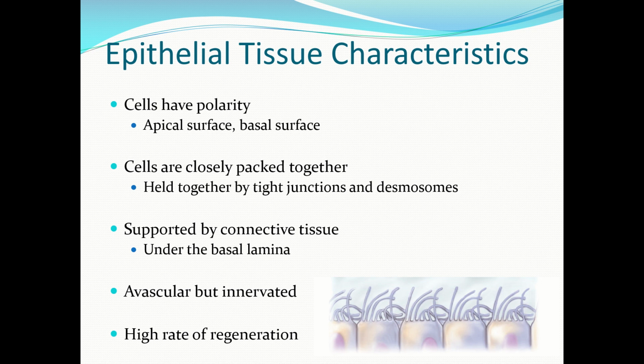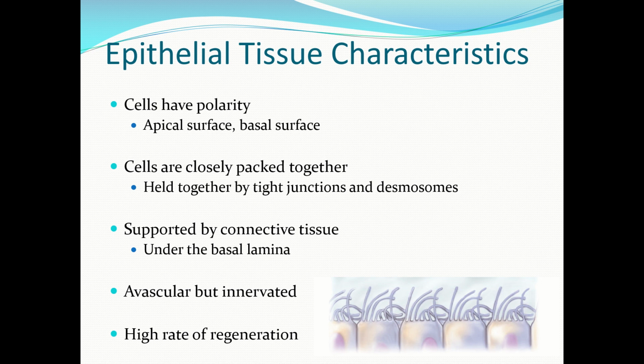There are several epithelial tissue characteristics. The epithelial cells have polarity, meaning they have an apical surface and a basal surface. The apical surface is the top of the cell that is exposed to the boundary or lining interior, and the basal surface is the bottom of the cells, which will be attached to the underlying connective tissue.